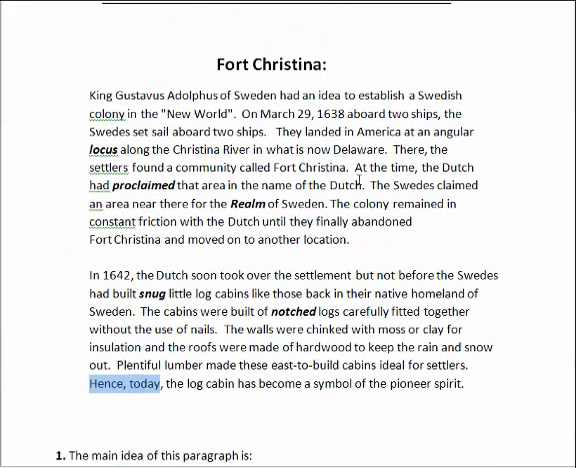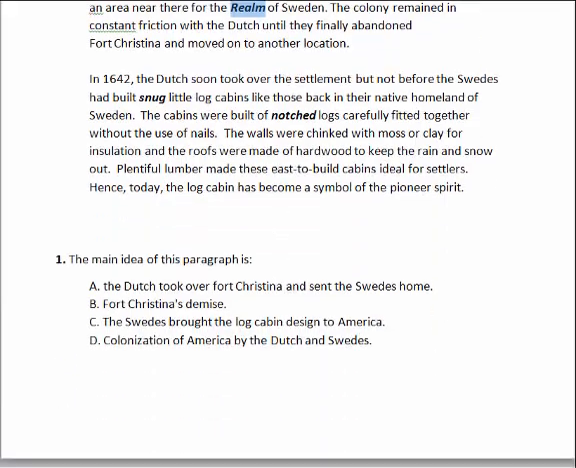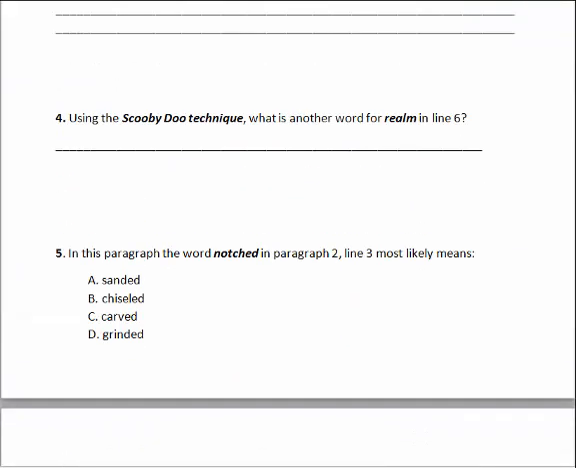We go up into paragraph 1, line 6 here. It said realm. The Swedes claimed an area near there for the realm of Sweden. They're going to claim something for Sweden, so you could probably say the country of Sweden. That would probably be on track. The people of Sweden, something to do with Sweden and Swedish people in the country. Let's go ahead and take a look at the next problem.